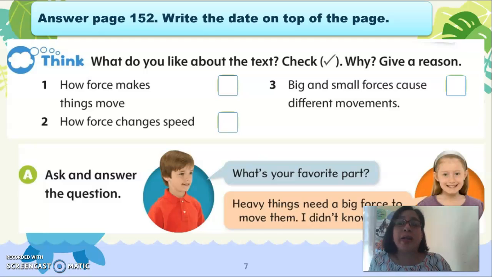Well, in this case, you are not going to give a reason. You are going to check only the ones that you like, okay? You might have liked 3 or you might have liked 1. For example, number 1 says, how force makes things move. If you like it, put a tick. In number 3, big and small forces cause different movement. If you like it, put a tick. And in number 4, we have how force changes speed. If you like it, put a tick. You can tick 3 or 2 or 1, the ones that you like, okay?